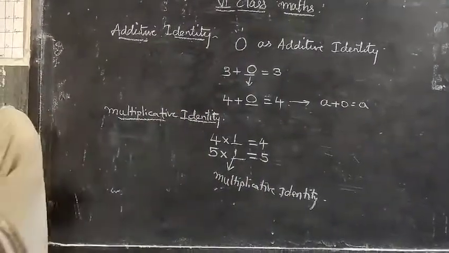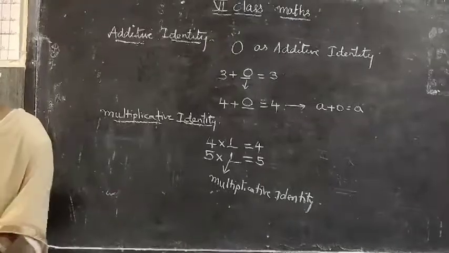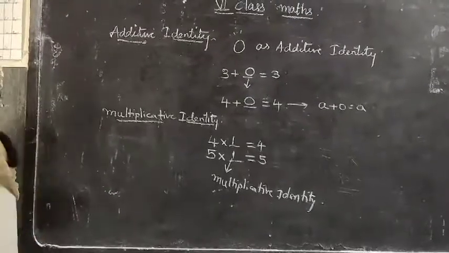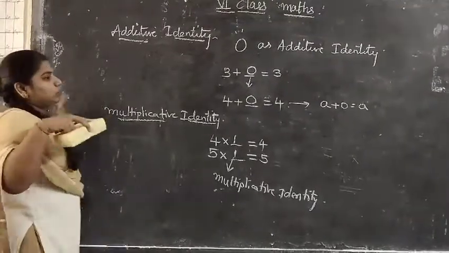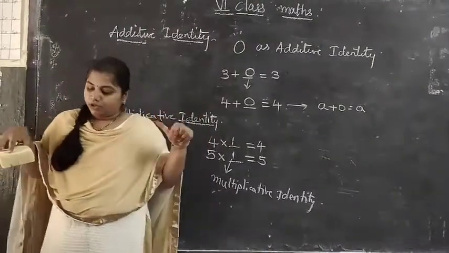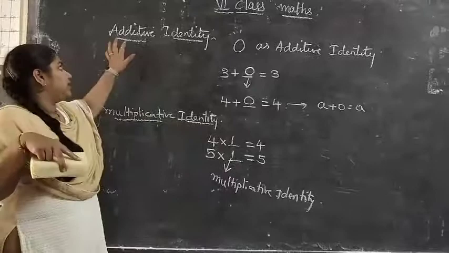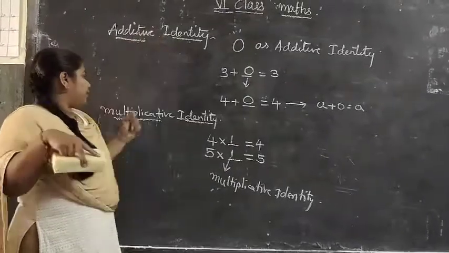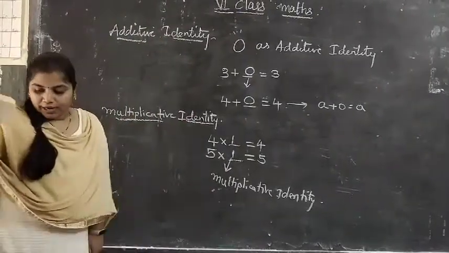Now, coming to the next exercise. With this, the properties are completed. We have learned the closure property, commutative property, associative property, distributive property and 2 identities, that is, the additive identity and the multiplicative identity.